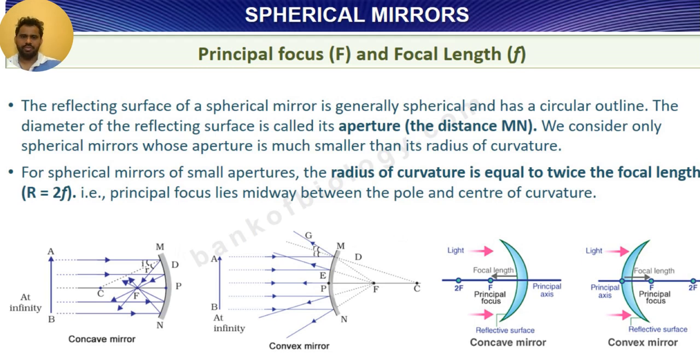For spherical mirrors of small apertures, the radius of curvature is equal to twice the focal length. This is the focal length, twice of this. So the distance CP from the center of curvature to the pole is the radius of curvature, and the focal length is here. This PF, 2PF is equal to CP. The relationship that we derive is that the radius of curvature is equal to twice the focal length. So the principal focus lies midway between the pole and the center of curvature. So what we derive from here is that the radius of curvature R is equal to 2 times the focal length.